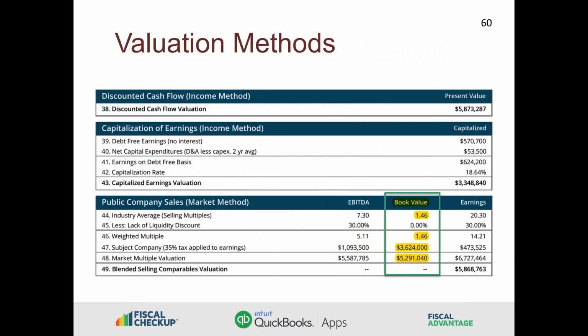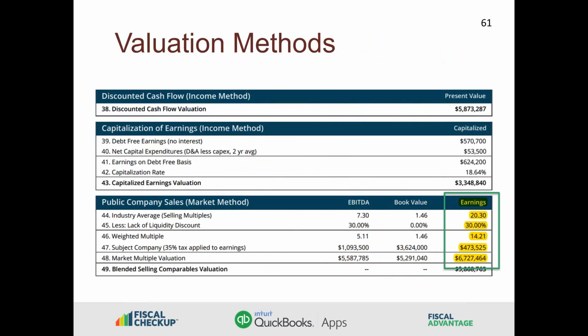The book value is also taken from public companies in our composite index. Because we're working with asset values, there's no discount for lack of liquidity and there's no tax implications. The $3.6 million on line 47 includes the $490,000 of balance sheet adjustments that we previously calculated. Applying the market multiple for this method arrives at a $5.3 million valuation.